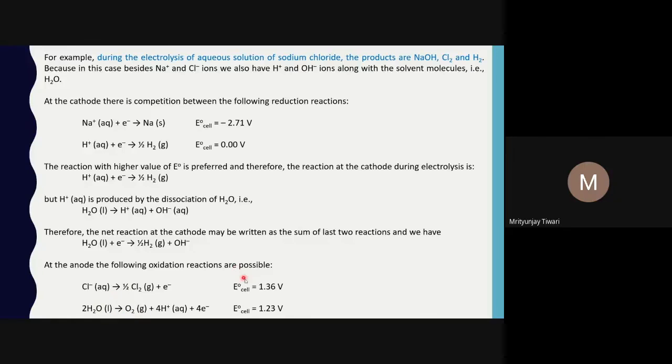And if you look at the E naught, the standard reduction potential of these two reactions, this value is smaller, and this is a reduction potential. I want to oxidize it. It means whatever reaction has the lower standard reduction potential value has the stronger tendency to be oxidized.